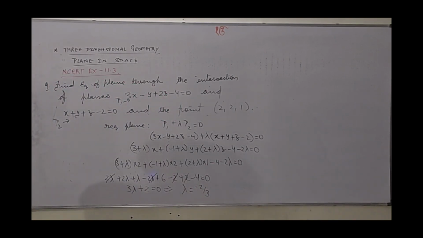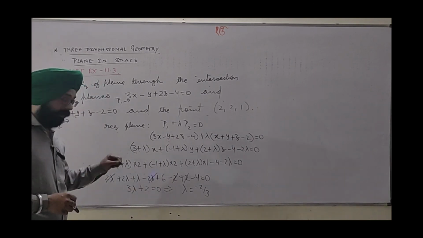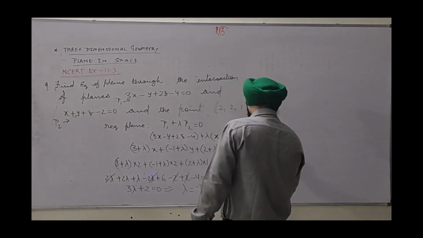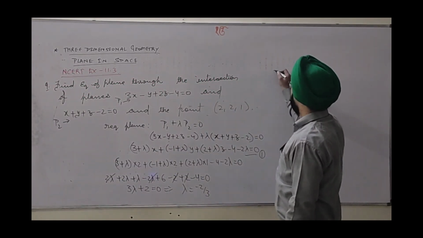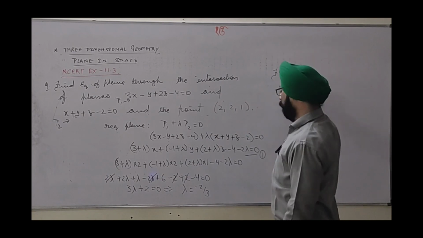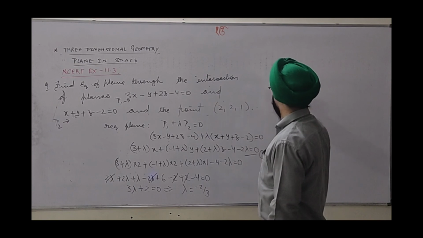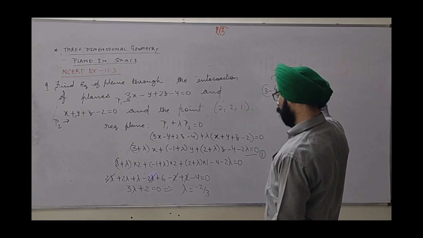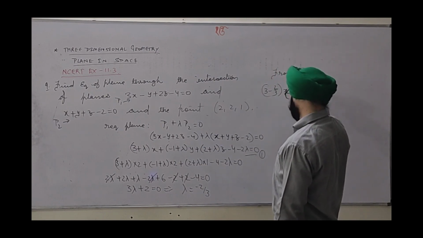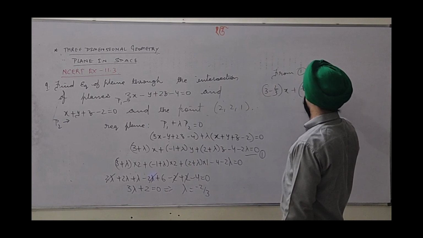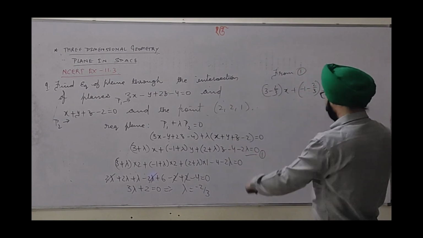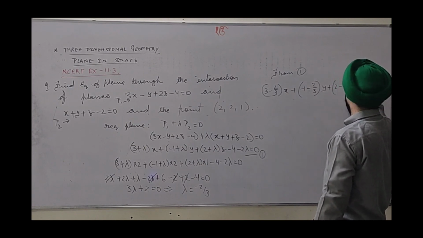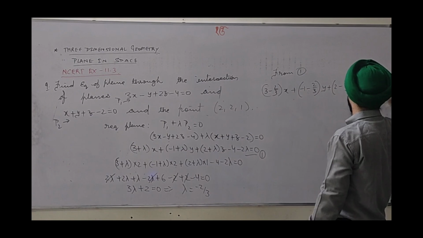The only thing we need to put is the value of lambda, where the form we have written in standard pattern. So we can write here from 1, taking the value of lambda as minus 2 by 3, it is 3 minus 2 by 3 x plus minus 1 plus it was minus 2 by 3, so directly you can put here 2 by 3 y for z 2 minus 2 by 3 z minus 4 minus 2 into minus 2 by 3 equal to 0.